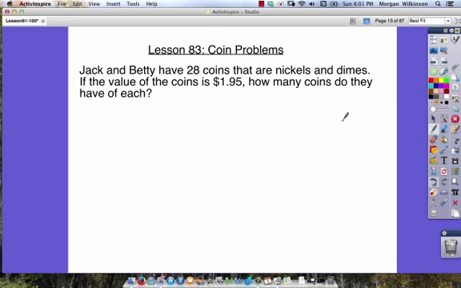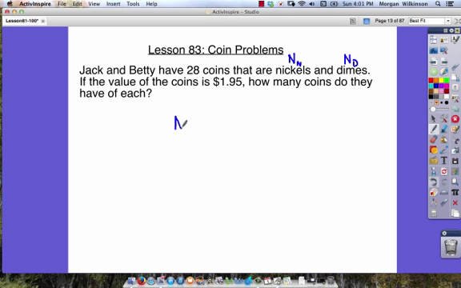Now this is a problem where using subscripted variables is very helpful. Because the number of nickels we could call n sub n, and the number of dimes we could call n sub d. Now if we use those in order to set up a coin problem, we need to have two equations. The first one tells us how many coins we have. And we know there's 28 coins that are nickels and dimes.